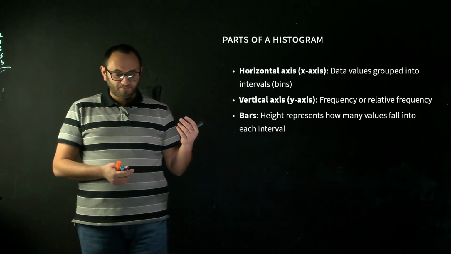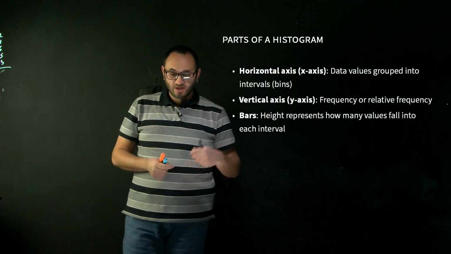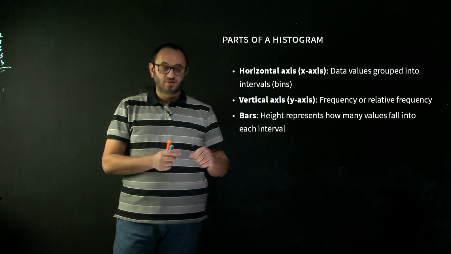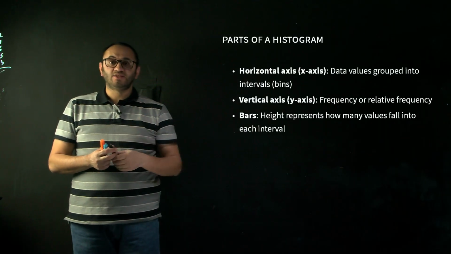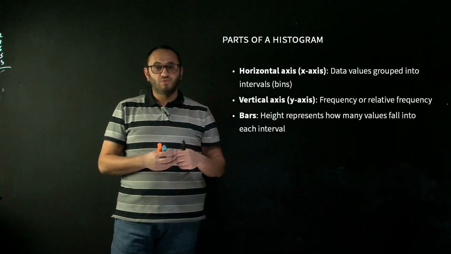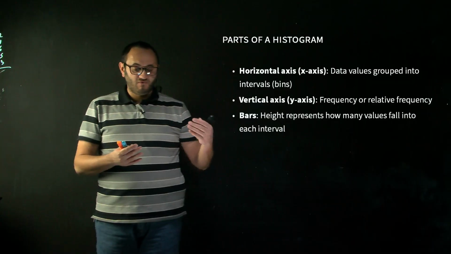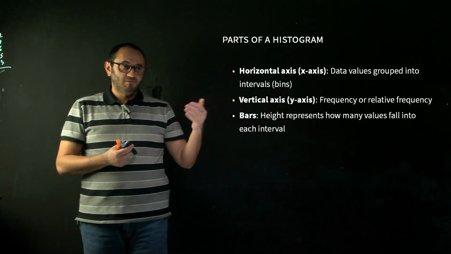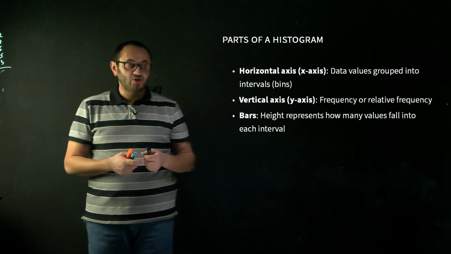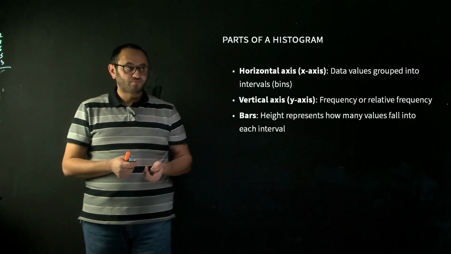All right, so the histogram consists of an x-axis and a y-axis. In the x-axis, we list the intervals or the bins. In the y-axis, we list the frequency or relative frequency. It depends on the scenario that you have. And then we have bars, and the height represents how many values fall into each interval. I will show you an example in the next couple of slides.